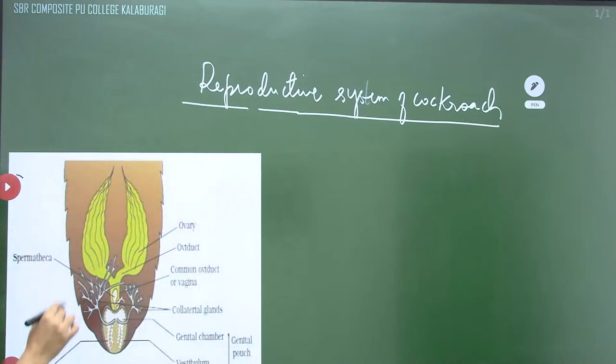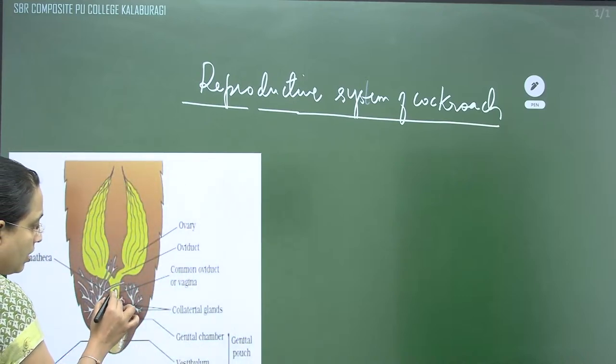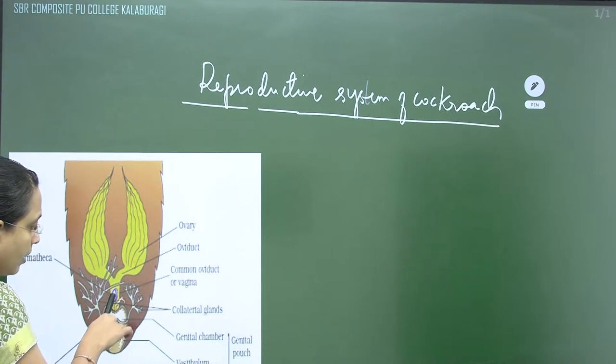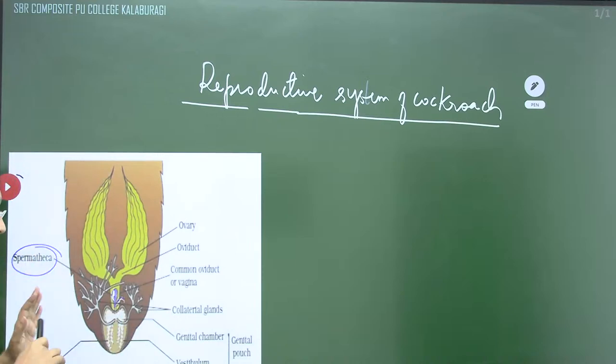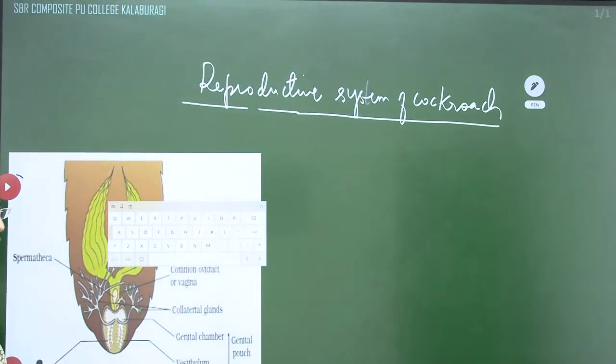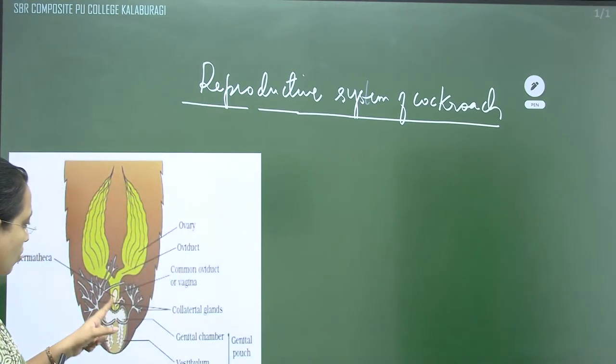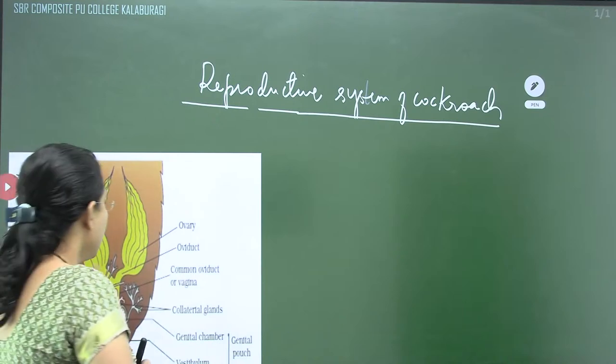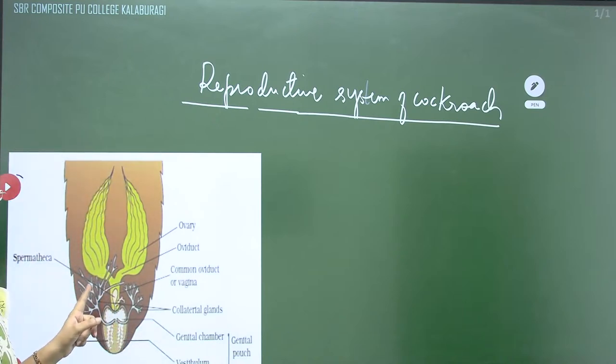So what you can see in the female reproductive system is, just above this oviduct, there is a gland here. It's not a gland, it is a storage site for sperms, rather than calling it a gland. This storage site for sperm is called the spermatheca. The spermatheca has two chambers, but they are asymmetric. The left one is bigger, whereas the right one is small. Therefore, this sperm storage site is asymmetric.